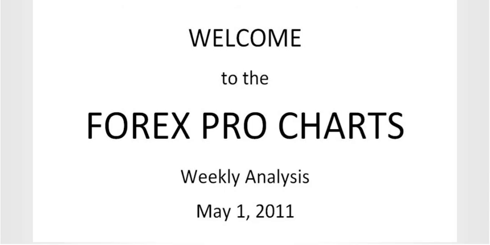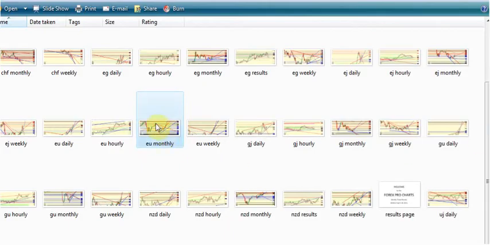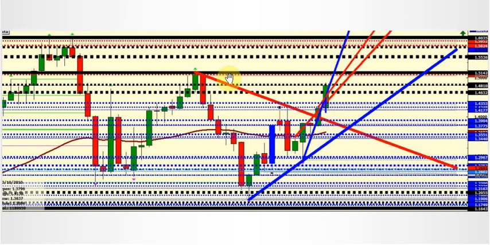This week we are going to be looking at the Euro USD. Looking at the Euro USD on the monthly chart, we can see that price has moved up strongly this month and has now reached the weekly armpit, noted by this medium-sized dotted line.